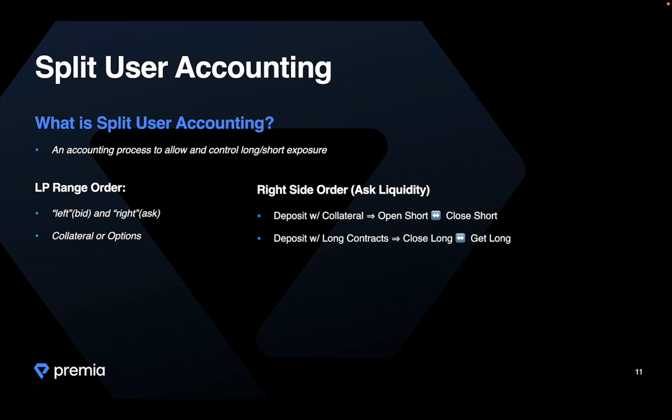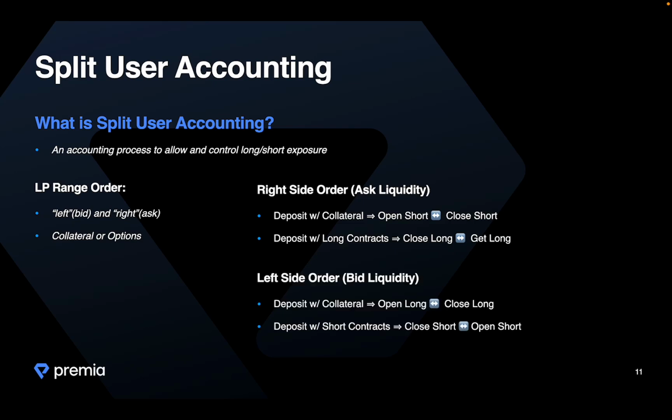Now, if you did the same range order, but this time with option contracts, in this case specifically long option contracts, the two actions that you have, depending on the direction of traversal of your range order, are either to close the long or to get long again. This is going to be very similar for the left side orders, but it's just sort of the mirror image, right? So if we're depositing collateral, we want to get long options or close the longs. If we're depositing short contracts, we want to either close those shorts or reestablish and open a short.